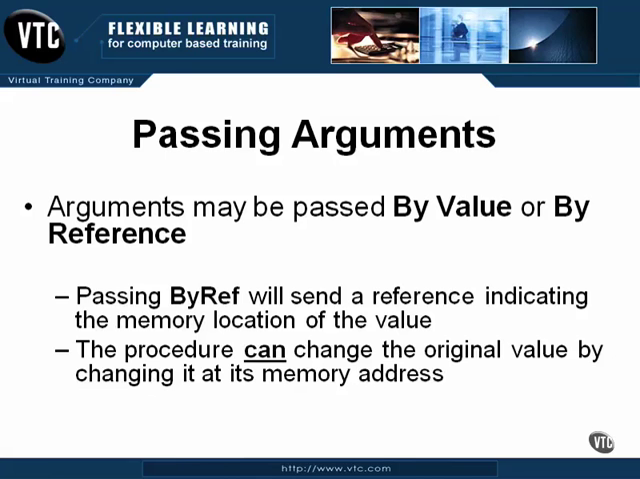The second alternative is to use ByRef, which is passing by reference. When you do so, passing by reference will send a reference indicating the memory location of the value. This means that the procedure will be able to change the original value, since it knows the memory location and has the ability to change it at the memory address. Remember, if you do not specify either by value or by reference, the default is by value.